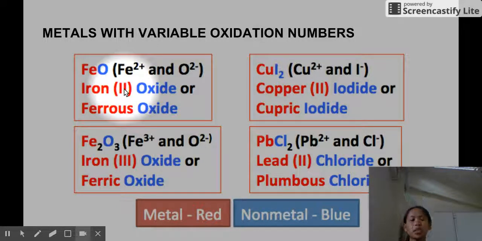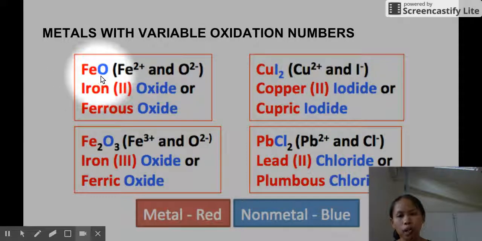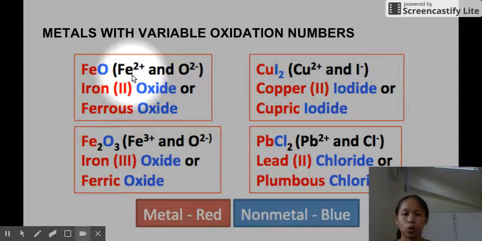So that determines that the iron you're using in that FeO compound is the iron 2 plus, not the 3 plus, because oxygen is always 2 minus. Therefore, for you to arrive at the FeO final chemical formula, Fe should also be 2, so that the 2 and the 2 will cancel out. So when you name FeO, you don't name it just iron oxide, but you have to emphasize that it's an iron 2 oxide, or the old name is ferrous oxide.